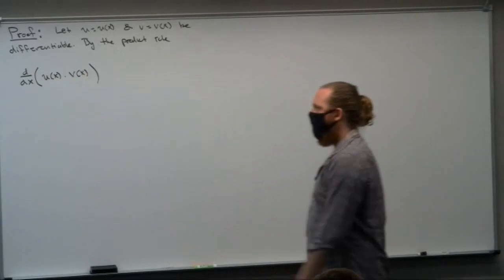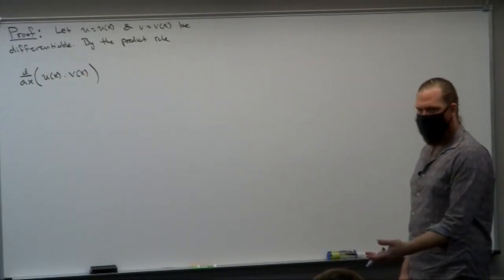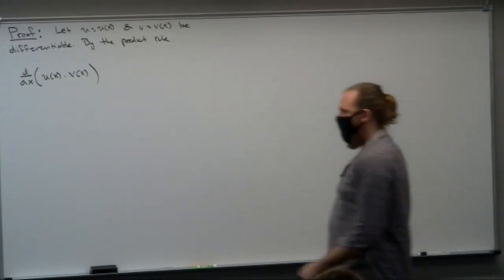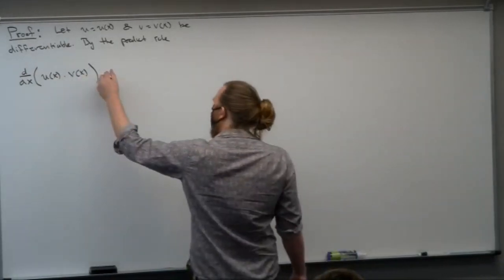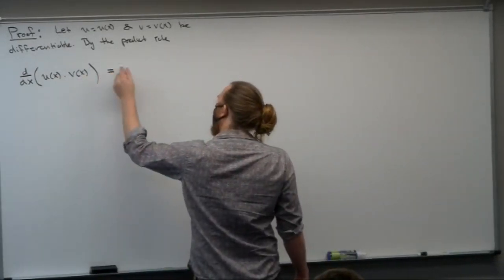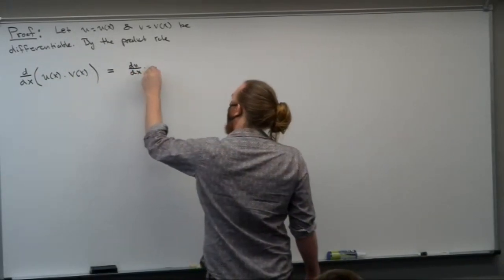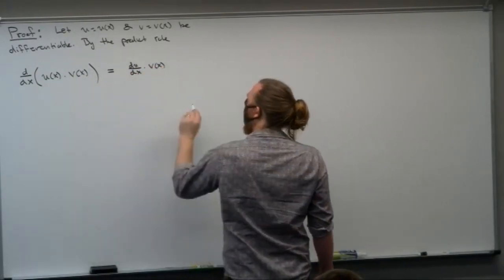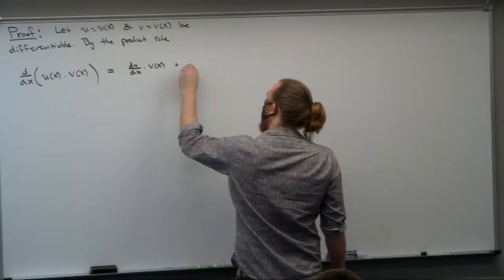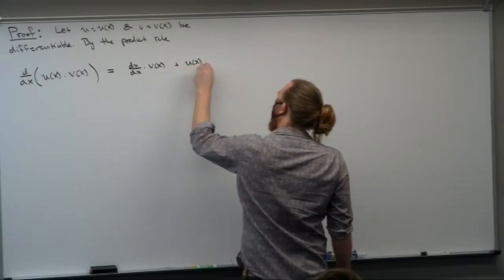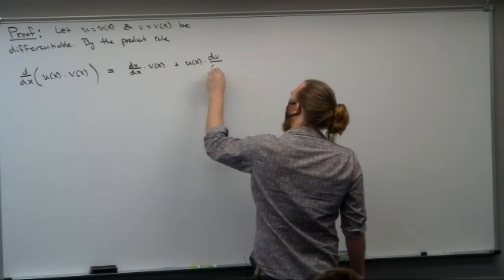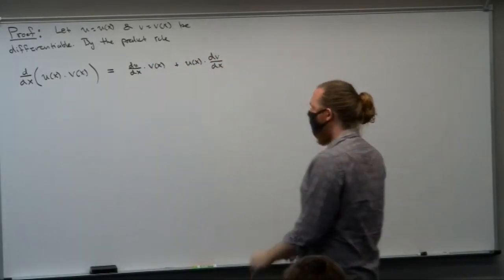And by the product rule, if I want to differentiate with respect to x the product u of x times v of x, I do that by differentiating one at a time and summing. So this is du dx times v of x plus u of x times dv dx, right?